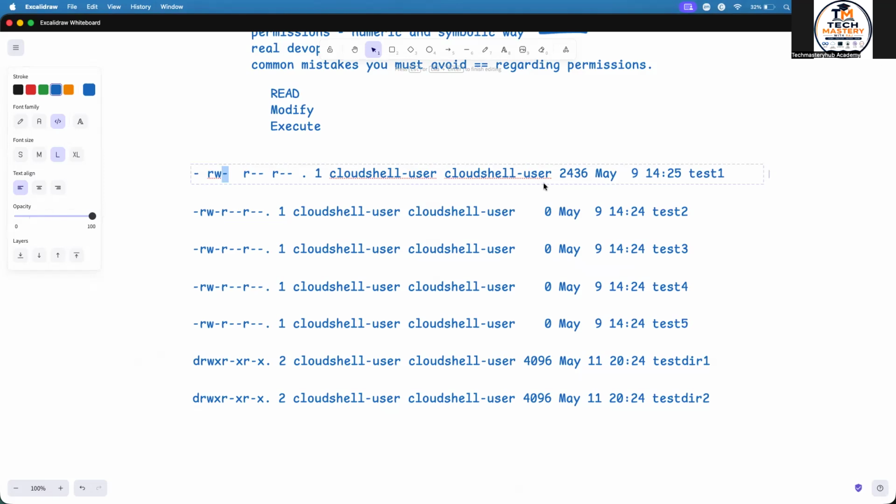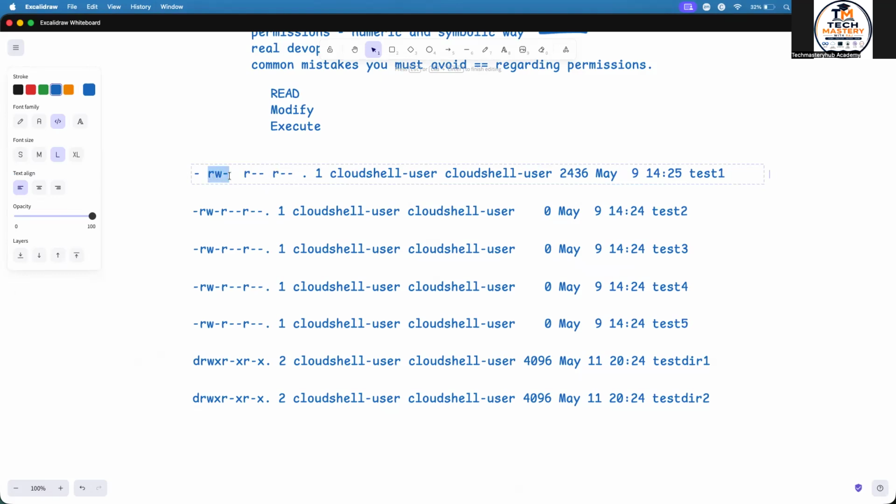There is a dash, that means execute permission is not granted to the owner of this file. So the first part is the owner, the second set of 3 is the group, and the third set of 3 is the others. So the owner can read the file, write the file, but cannot execute. Similarly, the group can read the file, but cannot write or modify the file, and cannot execute the file. And for the others also, they can read, but they cannot write and execute. So this is the authority.